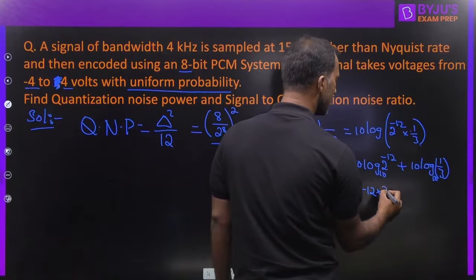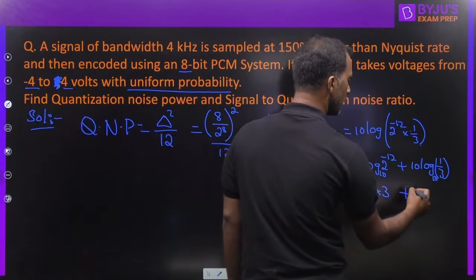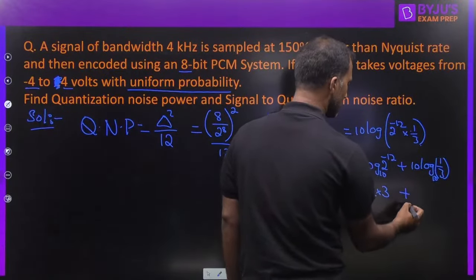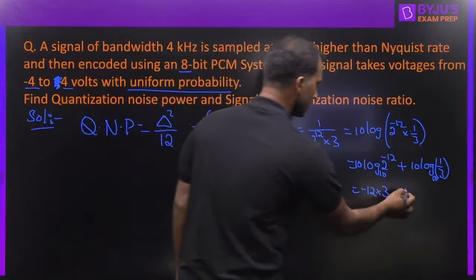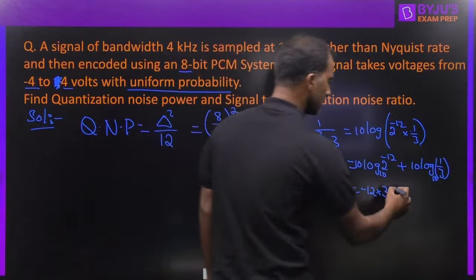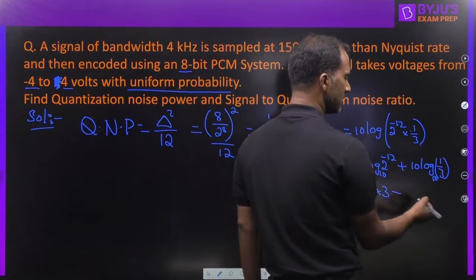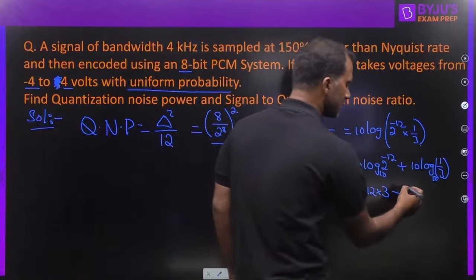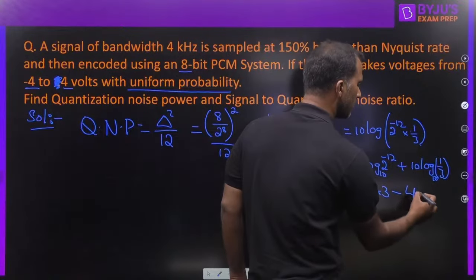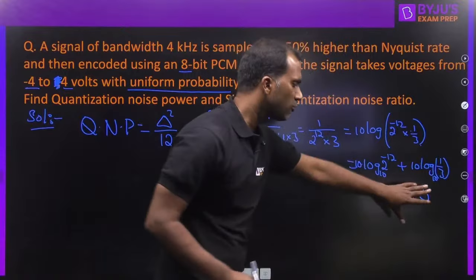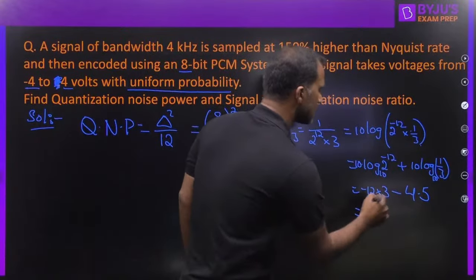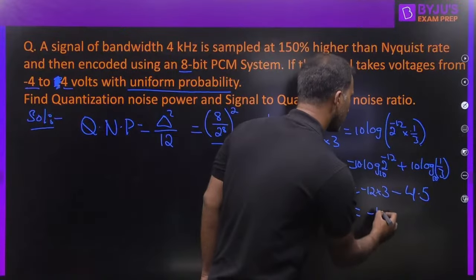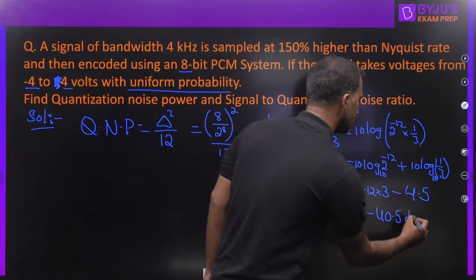10 log 2 to the base 10 is 3 dB, that much we know. So 10 log 1 by 3 we can write as 3 power minus 1, so minus 1 comes here, and we can write it as minus 10 log 3. Just now we have discussed, log 3 is somewhere around 4 to 5. I don't remember the exact number, but it is somewhere around 4 dB or 4.5. Let me assume 4.5, which is equal to minus 12 times 3 is 36 plus 4, 36 plus 4 is 40, minus 40.5 dB.